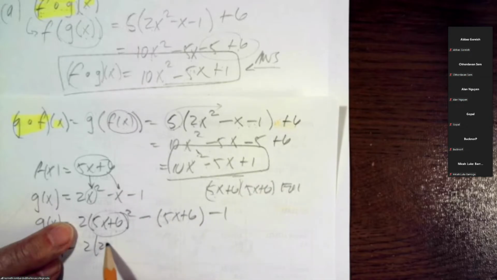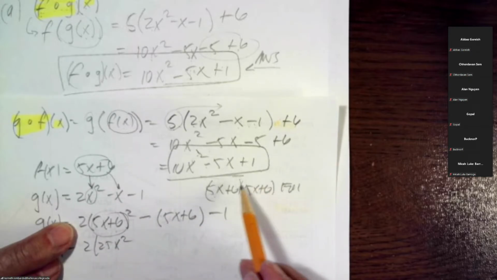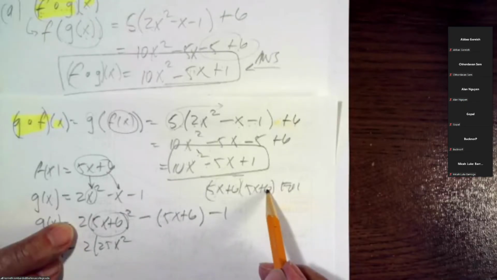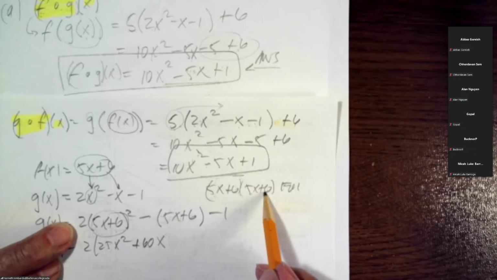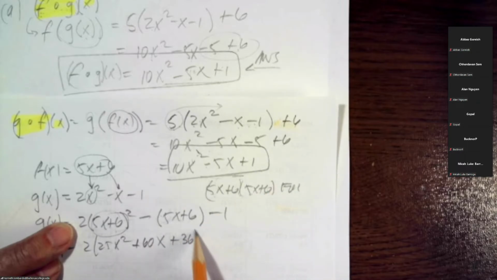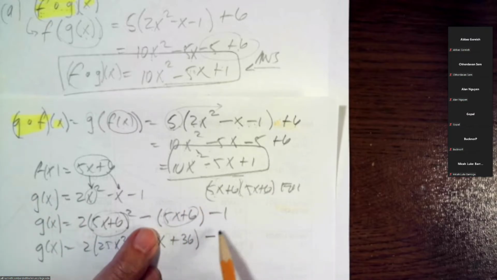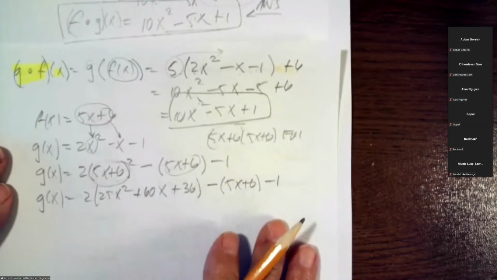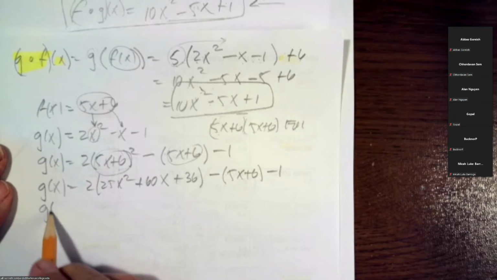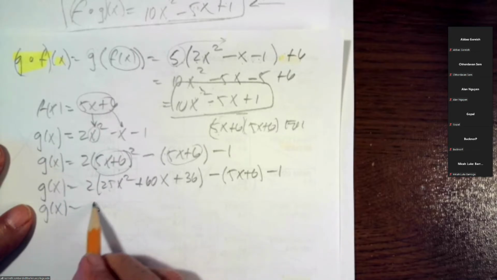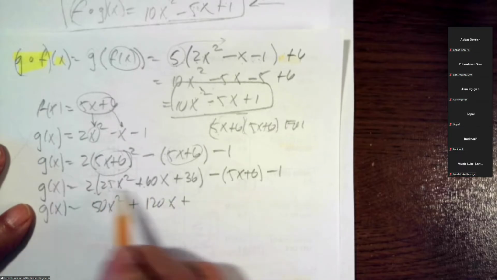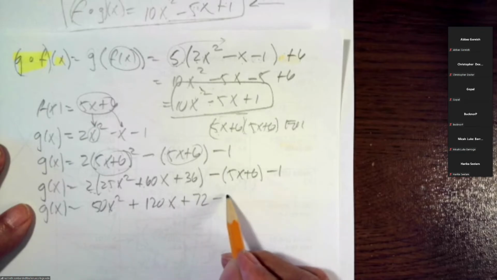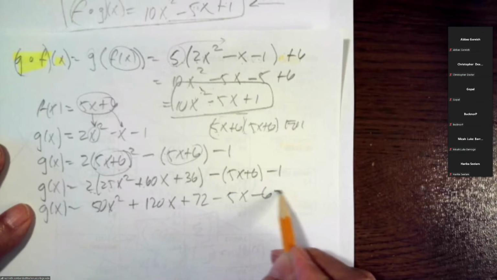5 times 5, that's going to be 25x squared. Outer is 5 times 6, that's 30x. Inner is 30x, so that's going to be plus 60x. Last is 6 times 6, so that's going to be 36. Minus this term, 5x plus 6, and then minus the 1. Okay, we all in agreement? So g of x equals 2 times this, so that's 50x squared, plus 2 times 60, 120x, 2 times 36 is 72, minus 5x, minus 6, minus 1.